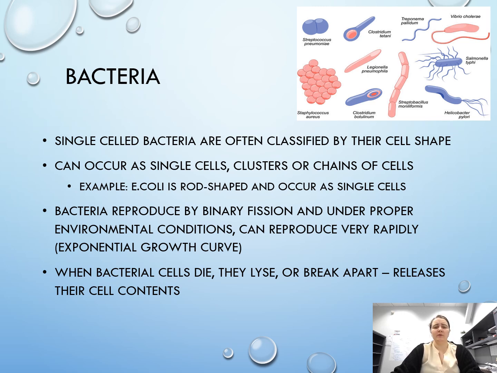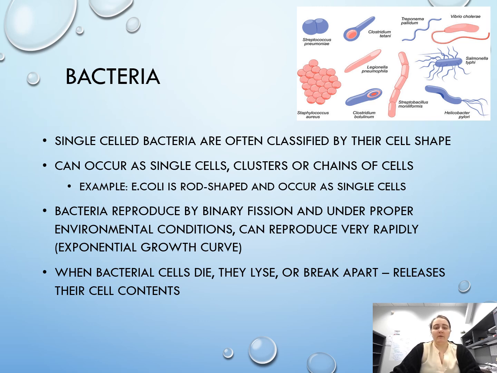As an example, E. coli is rod-shaped and occurs as single cells. That information is really useful to know because E. coli is a pathogenic organism, so it's going to cause disease in humans. If we want to remove it from drinking water, we need to know how it's shaped and that it occurs as single cells. So that's why that's important to us.